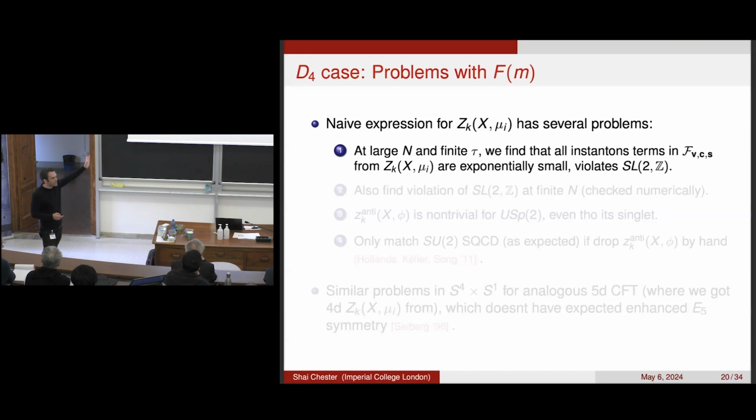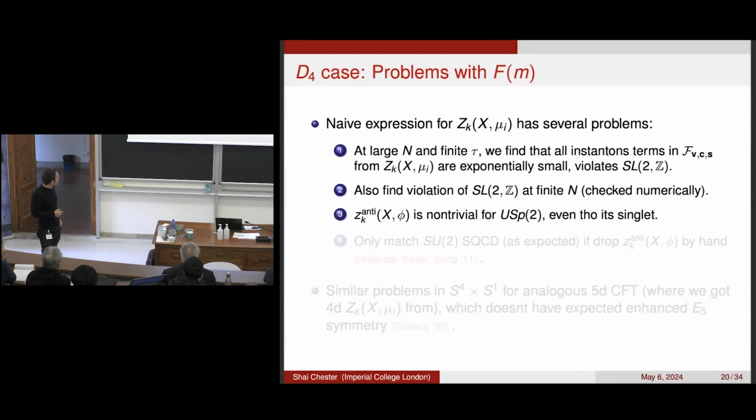So that's why we know the answer is wrong from his naive formula. We can also check that it violates SL2Z even at finite n. In that case, you can just do the matrix model integral numerically, and you see that it just does not satisfy SL2Z.